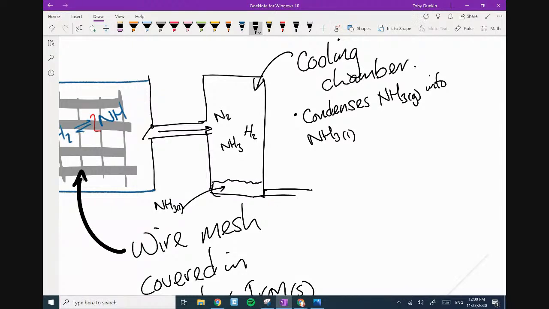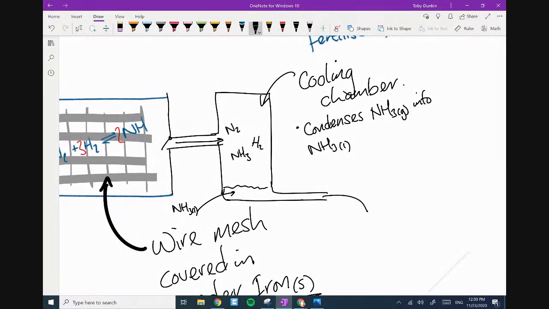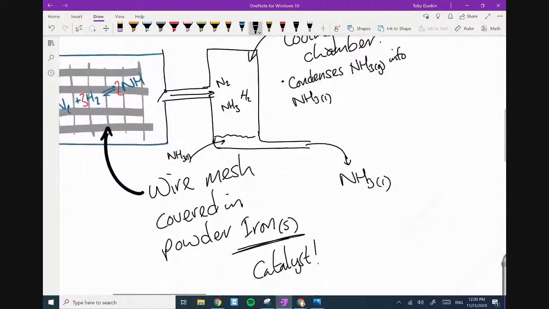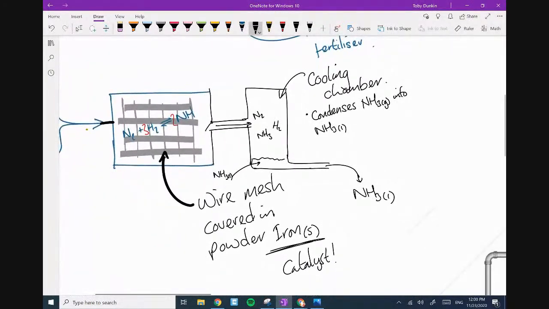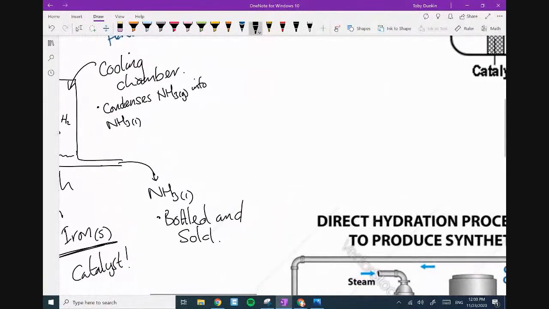They have another output there, which is piped out. So the liquid ammonia, NH3 liquid, can be taken out of here, and it is then bottled and sold. It's nice to put a nota bene at this point. This is going to be in red, nota bene.